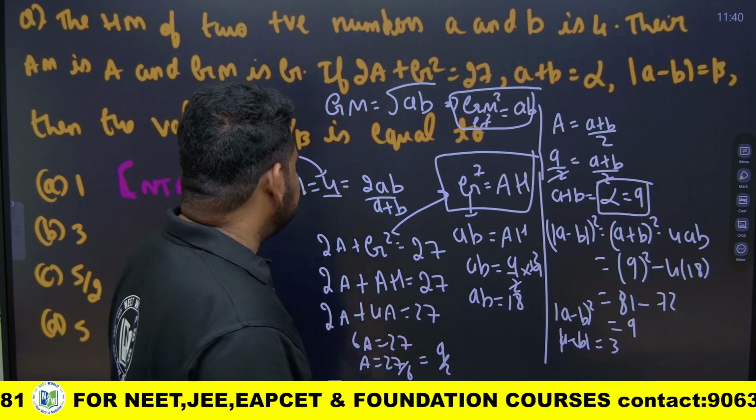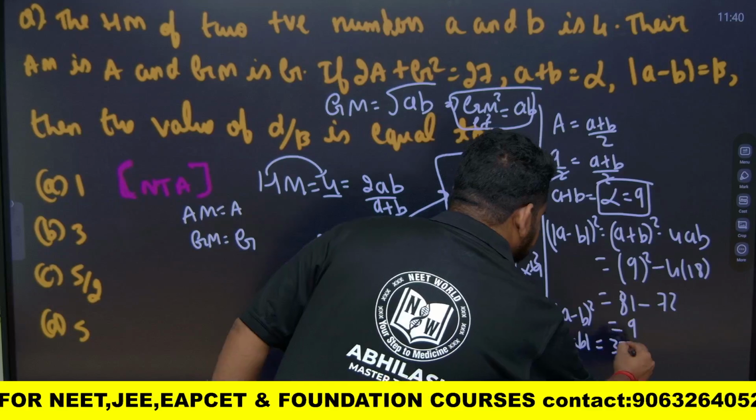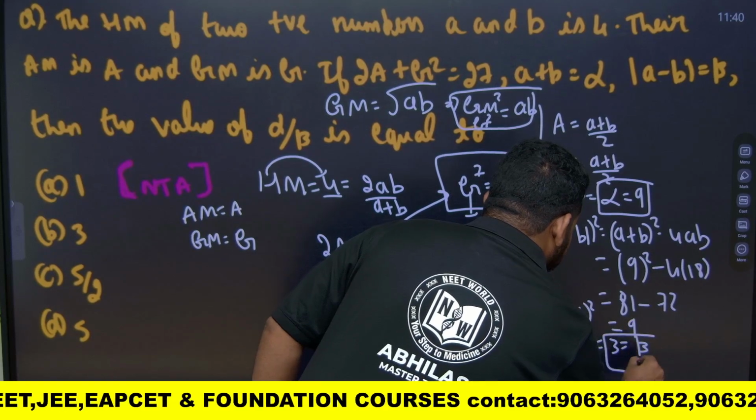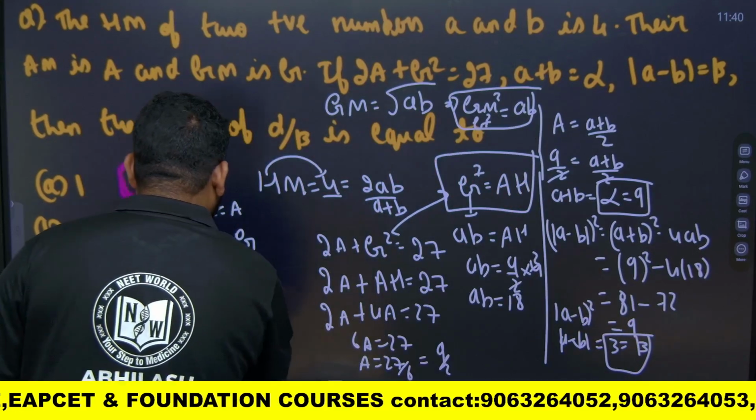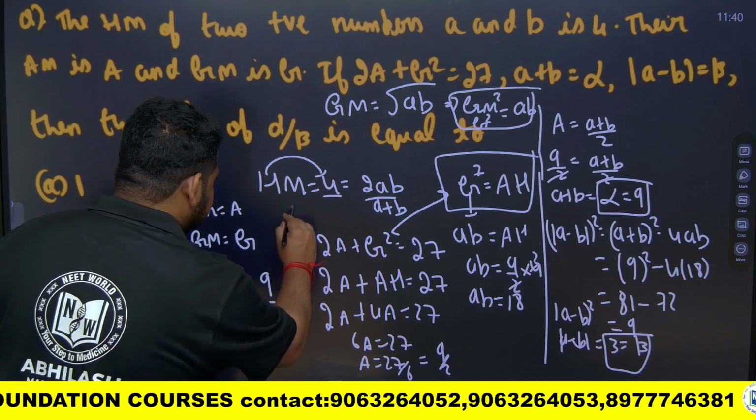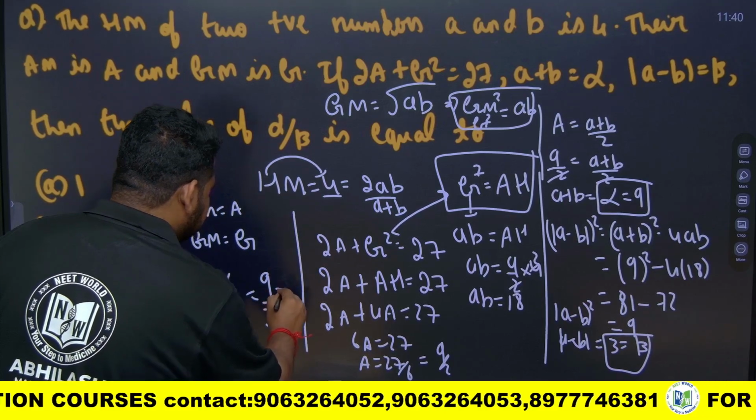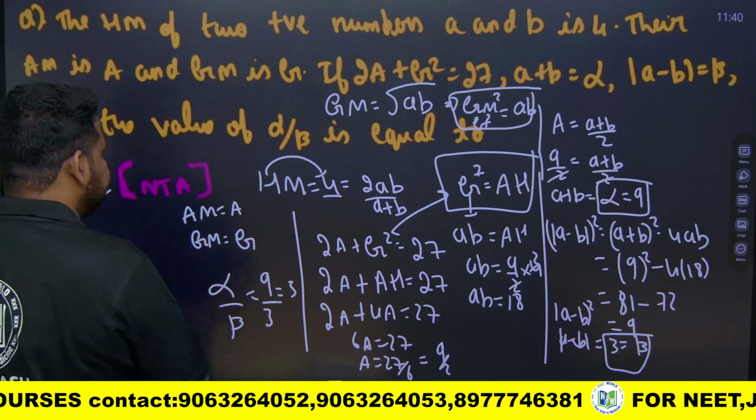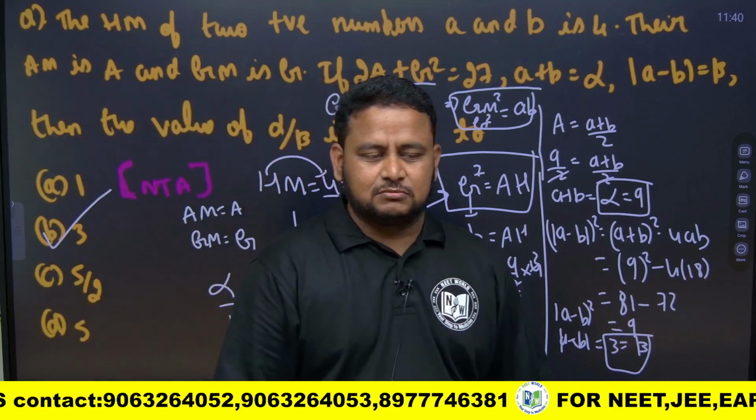So, now they are asking, this is nothing but equal to beta. Beta is equal to 3. So, they are asking alpha by beta now. Alpha by beta. Okay, alpha is nothing but 9, and beta is nothing but 3. So, I will get the value as 3. So, the answer is option B is the correct answer.